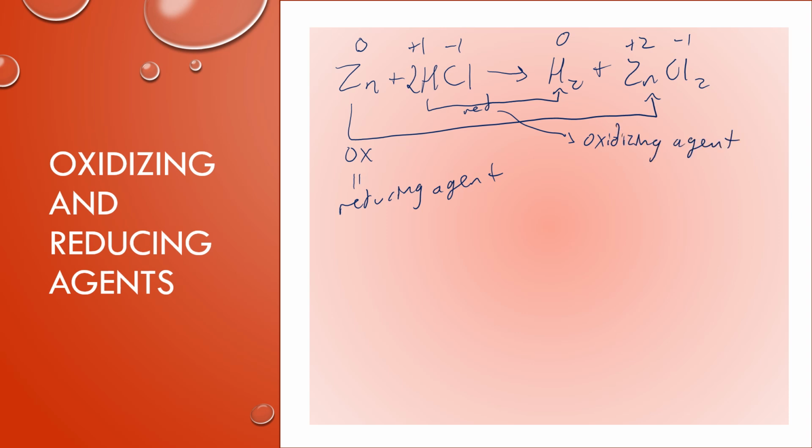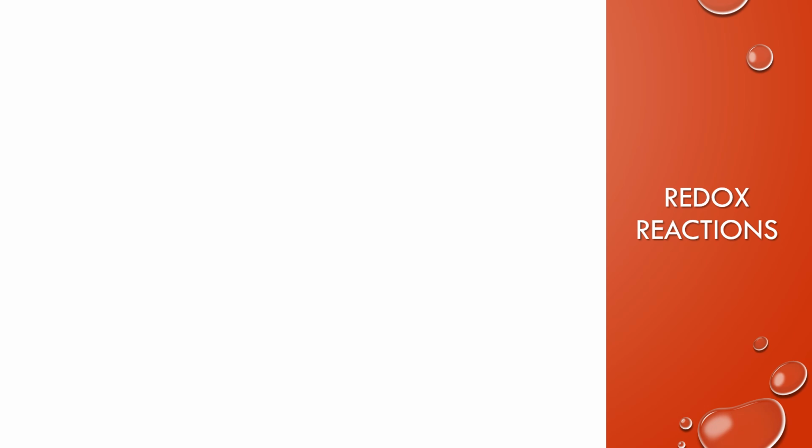That's because the hydrogens need to be there in order for the zinc to be oxidized. So the hydrogens are acting as the oxidizing agent. Whatever is oxidized is also called the reducing agent. Whatever is reduced is also called the oxidizing agent. So we define a redox reaction as a reaction where there is a change in oxidation number or where there is a transfer of electrons.